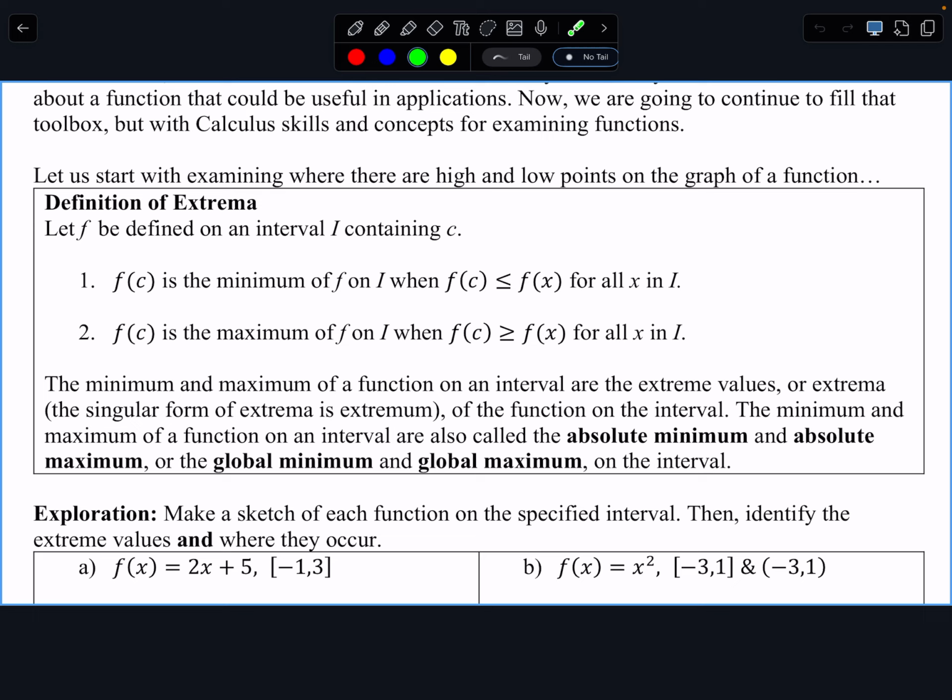What are we talking about? So absolute and global mean the same thing. Referring to an absolute minimum or global minimum means the very smallest function value, okay? Absolute maximum or global maximum refers to the very largest function value. Right, Billy? Yes.